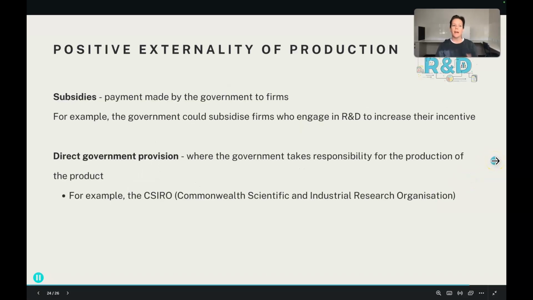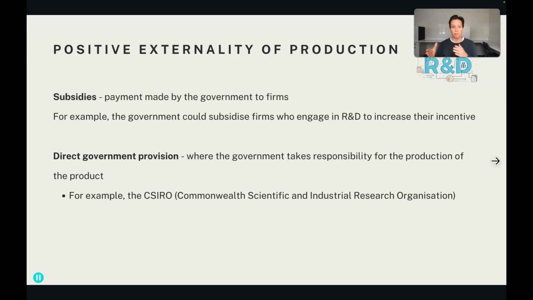So what happens here? Once again, the government might come in and subsidise those businesses that choose to engage in R&D. They might have a bunch of criteria that need to be met, but they basically say, righto, if your company's going to engage in R&D, we will provide you with some money that you can then allocate towards that pursuit to help reduce your costs of production. That shifts the supply of R&D to the right and encourages an increase in the production of research and development.